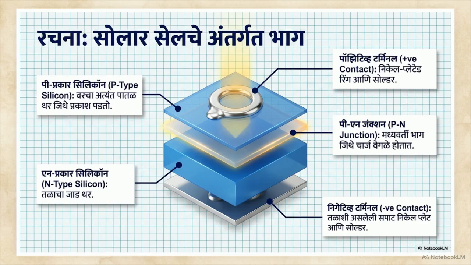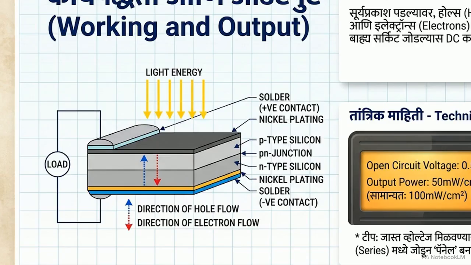The cell is constructed in 2 distinct layers. On top, where the light hits, there is a very thin p-type or positive silicon layer. Beneath it sits a much thicker n-type or negative silicon layer. Where the p-type and n-type layers meet is called the p-n junction. This barrier forces electrons to travel through an external wire.